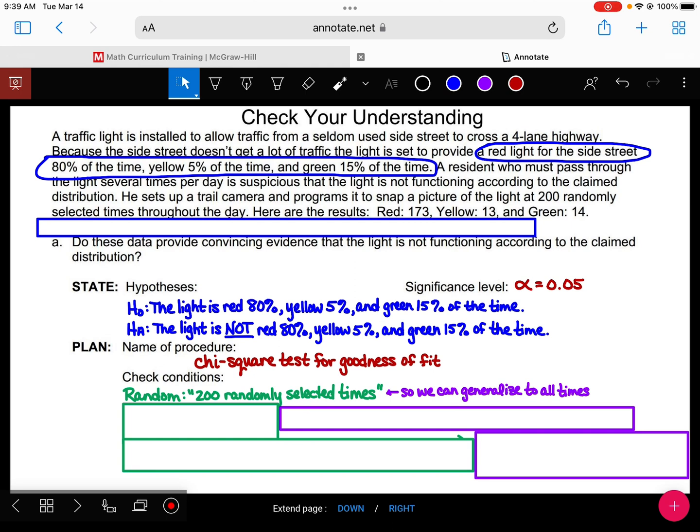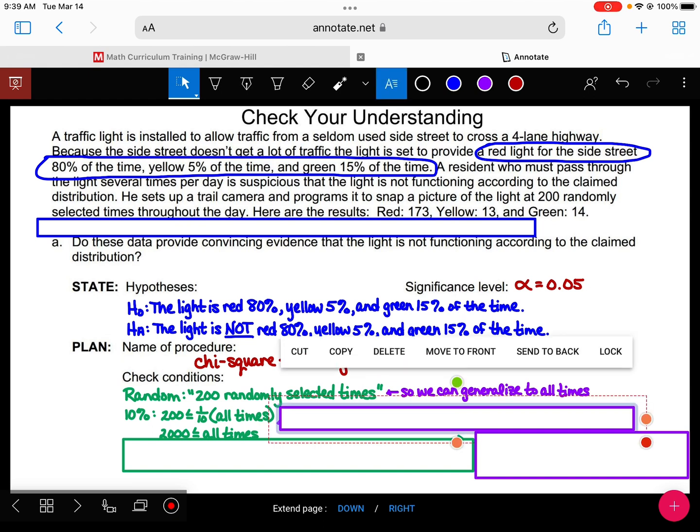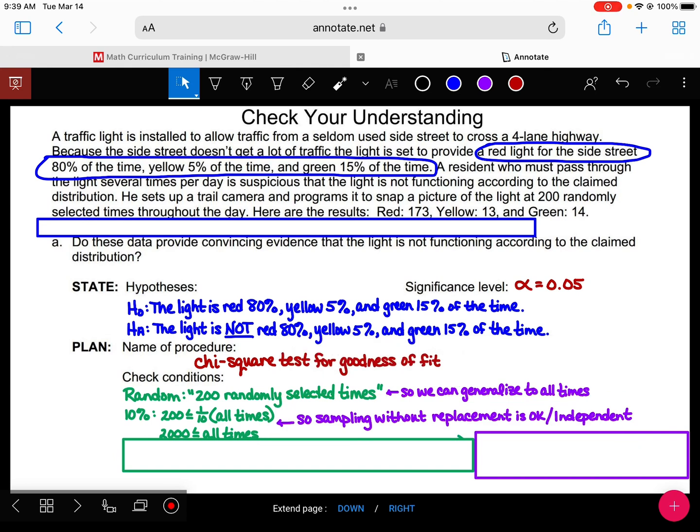Do we meet our 10% condition? Would there be at least 2,000 possible times to snap a picture? Yes. So we meet our 10% condition. Why do we care about that? We care about this for our independence condition. This is so we can sample without replacement.